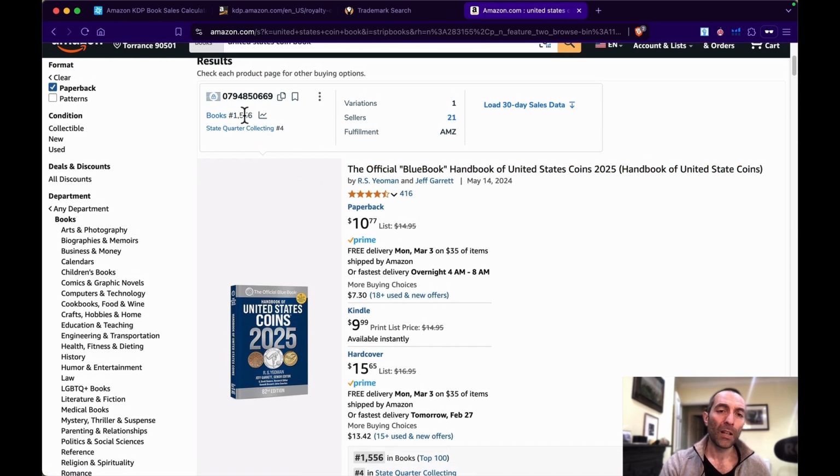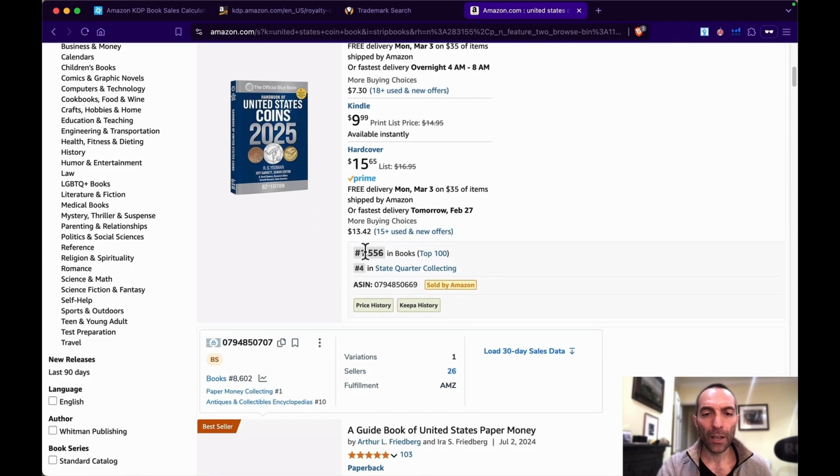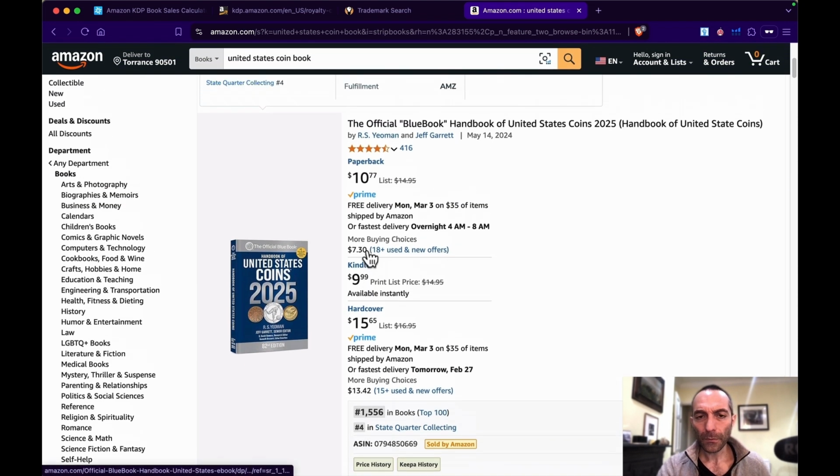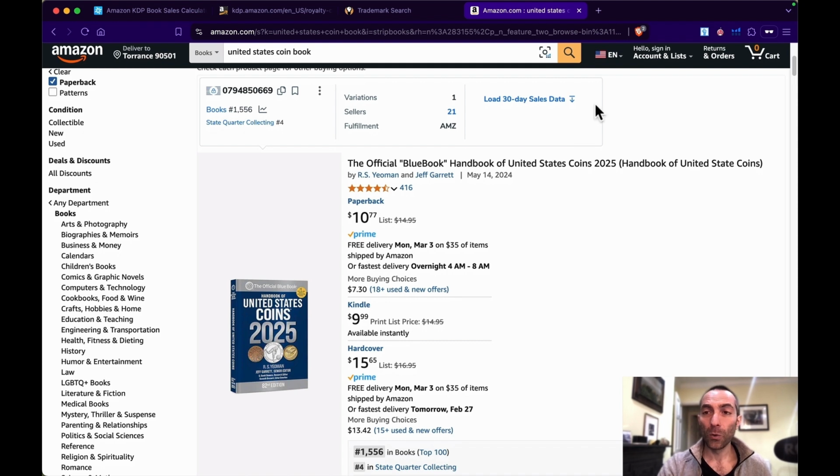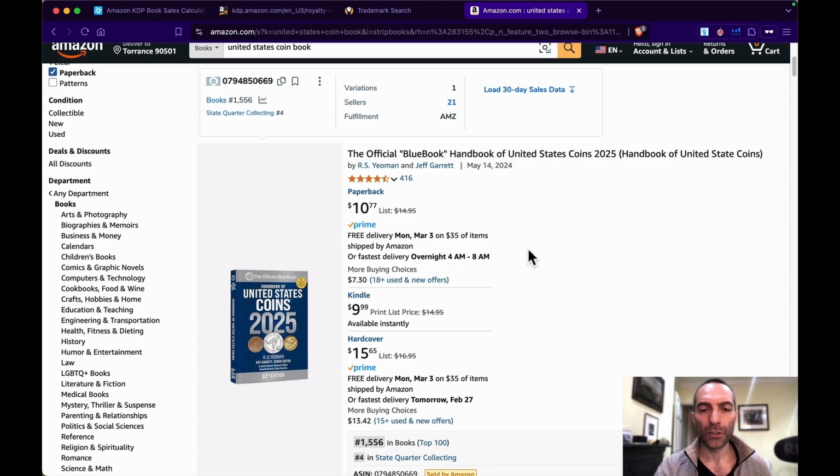Can you see this in books? This is 1,556, selling very, very well. Or here as well. Both of them are very good. I also use Helium 10 to see on the inside the historical BSR, which is also very interesting.